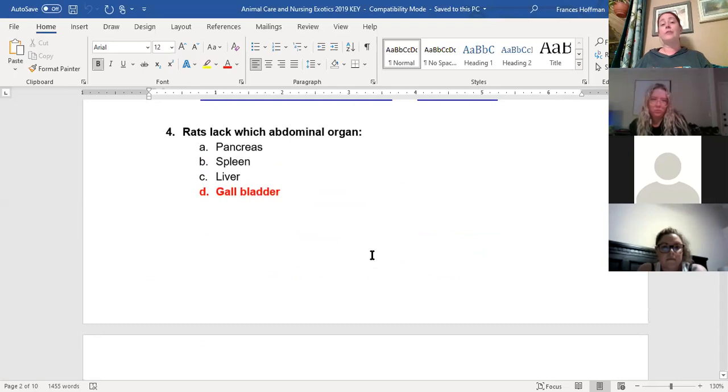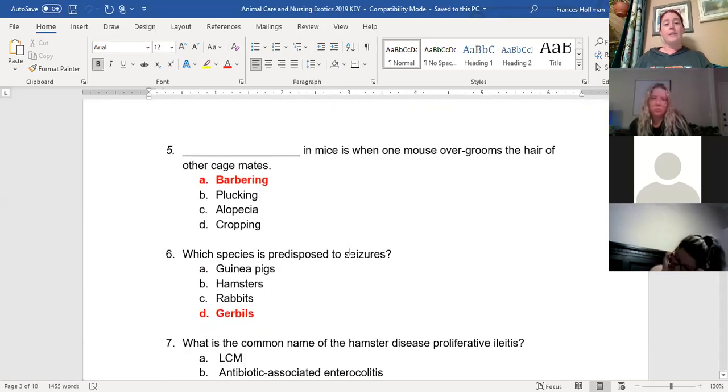Rats are going to lack which abdominal organ? That's going to be the gallbladder. Our chinchillas lack the gallbladder, and horses lack the gallbladder as well. So rats, chinchillas, and horses do not have gallbladders. Number 5, barbering in mice is when one mouse overgrooms the hair of its cage mates. And barbering is going to be a behavioral issue. Usually it's going to be related to a dominance problem with our rodents.